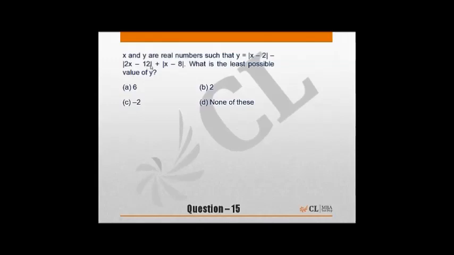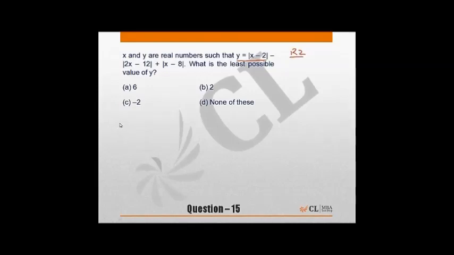Question 15. X and Y are two real numbers such that Y is equal to mod of x minus 2 minus mod of 2x minus 12 plus mod of x minus 8. What is the least possible value of Y? For me, this is a round 2 question because I always take a little time in solving this, and I occasionally have a tendency of making a mistake in such questions, so I don't want to rush, hence it's a round 2 question for me.